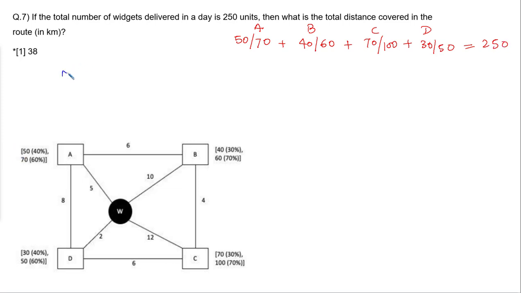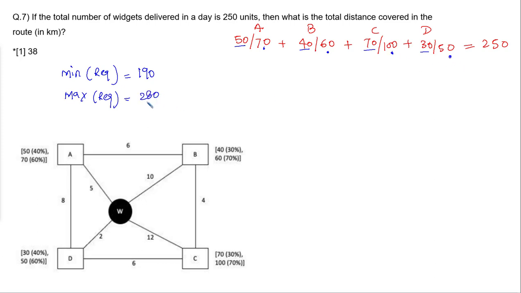So total requirement is supposed to be 250. If you find the minimum requirement, it is going to be how much? The minimum total requirement is going to be 50 plus 40, 90, 160 and 190. Means we want 60 units extra. If we want to find the maximum requirement, the maximum requirement is going to be how much? 70 plus 60, 130, 230 and 280.